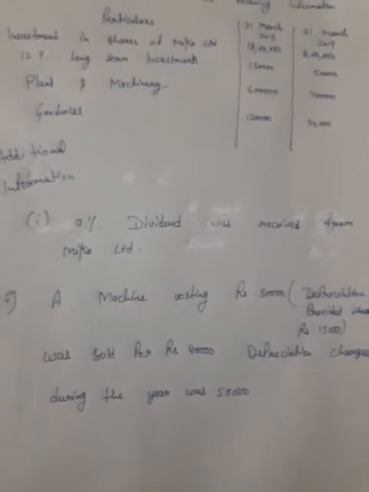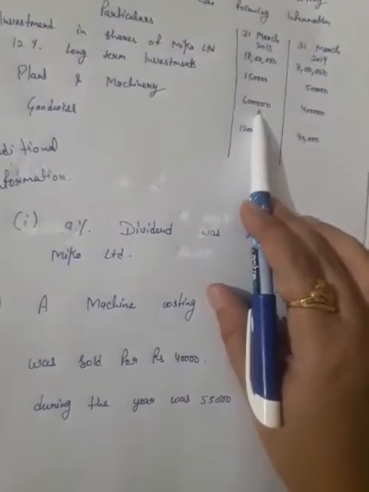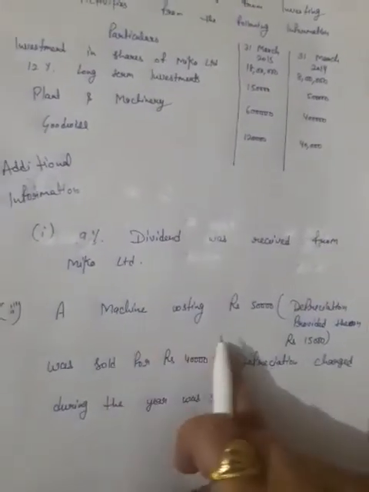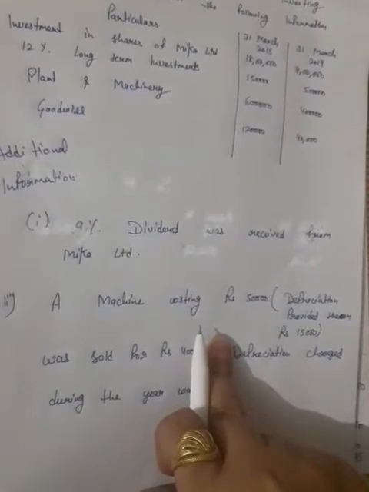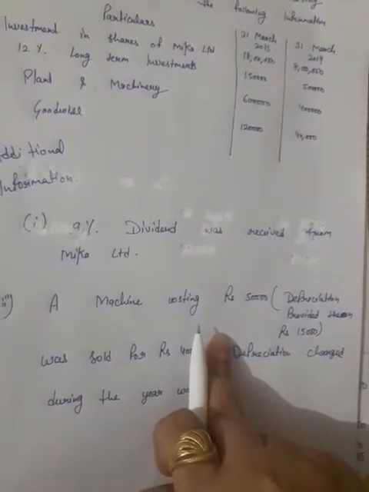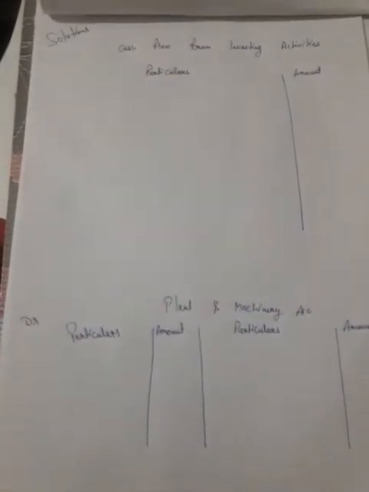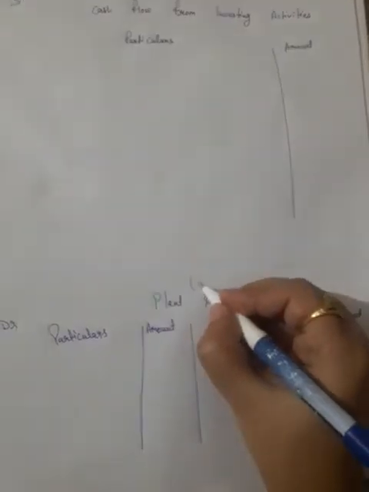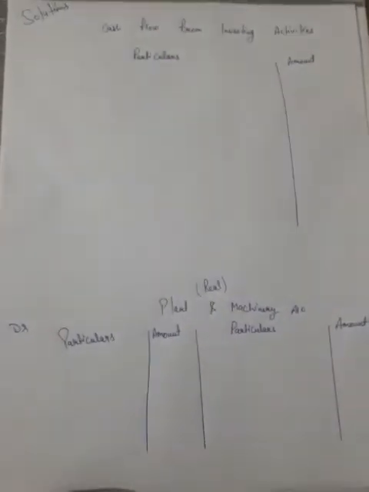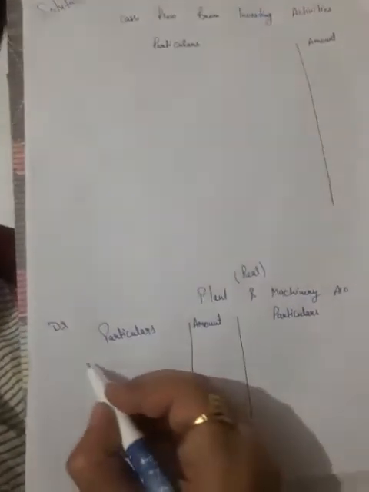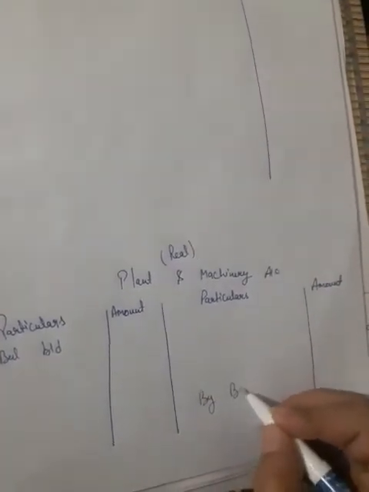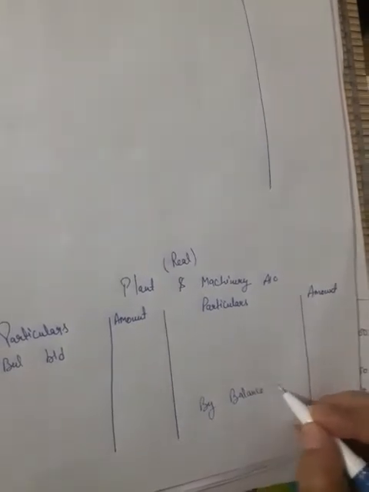According to the statement, plant and machinery are 4 lakh in 2014 and 6 lakh in 2015, and additional information is also given regarding machinery. That's why we will prepare a separate account for plant and machinery. This is the format for the plant and machinery account. It is a real account, that means an asset account, and all assets have a debit balance. So the opening balance of plant and machinery will be written on the debit side and the closing balance on the credit side, with to balance brought down and to balance carried down.